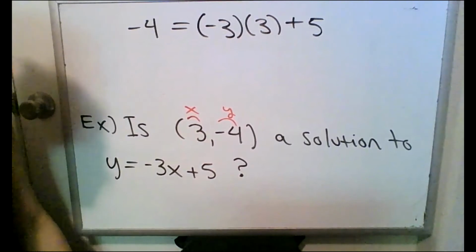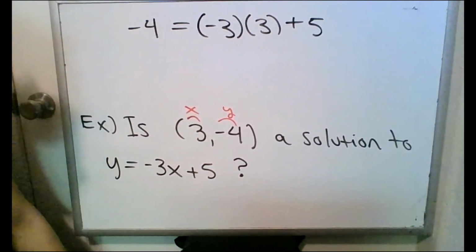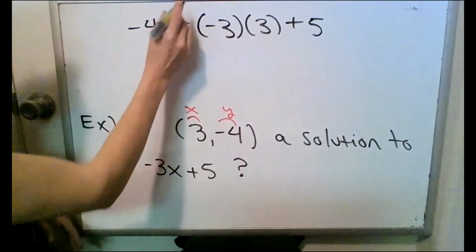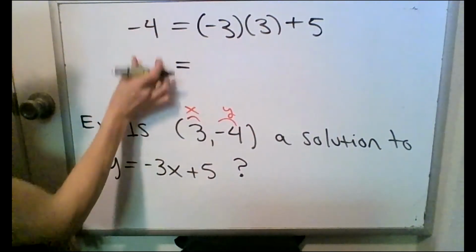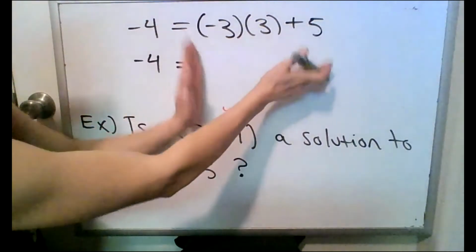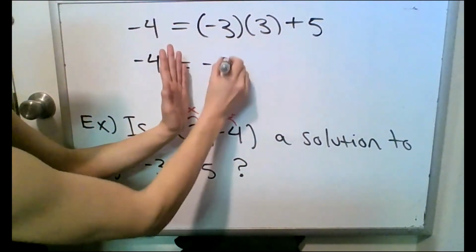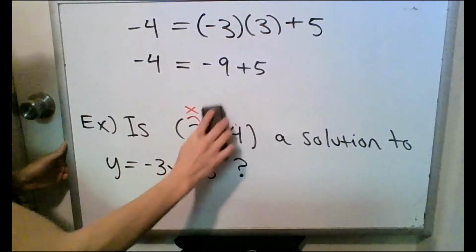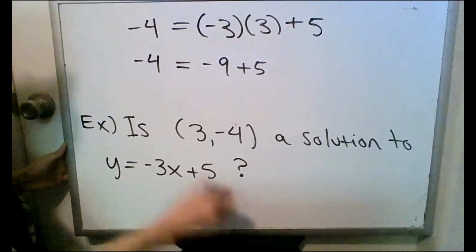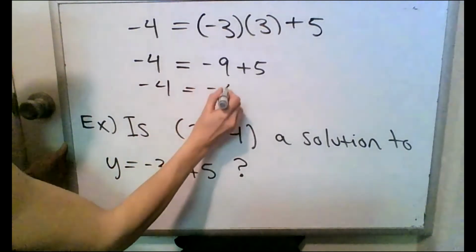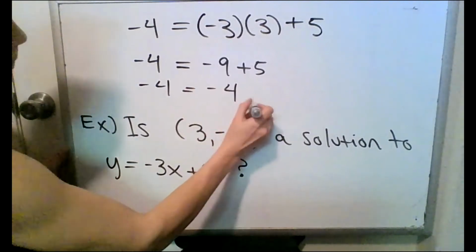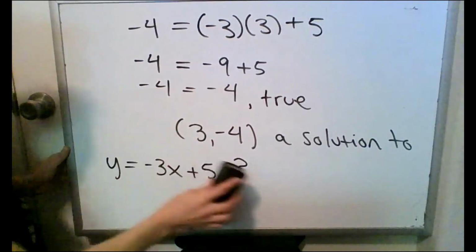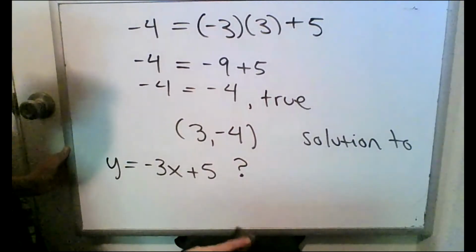Cool. So we're just seeing if this is true or false. I don't want to manipulate the problem. You don't need to add or subtract anything from both sides. Just leave this here, copy that there, simplify this part over on this side. -9 plus 5. I got -4 equals -4, which is true. So 3, -4 is a solution.